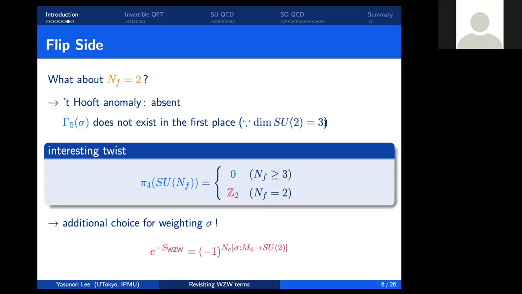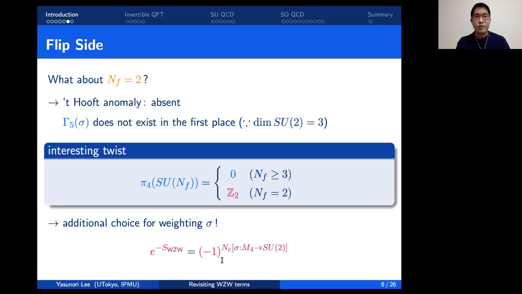So this sigma is not the spin structure? Sigma is not the spin structure. Sigma is a Nambu-Goldstone boson, on spacetime and extended to the auxiliary W5. Sorry for the confusing notation, but okay, so where did I go? Yes, this weight term.